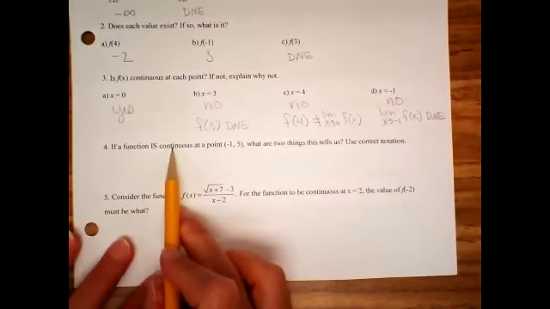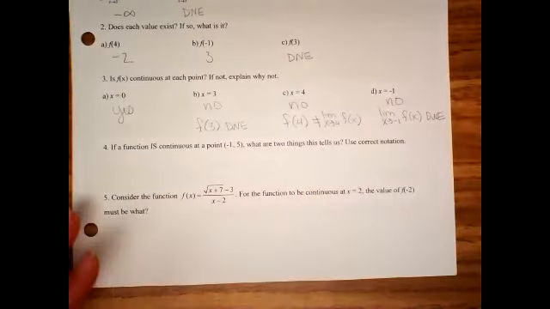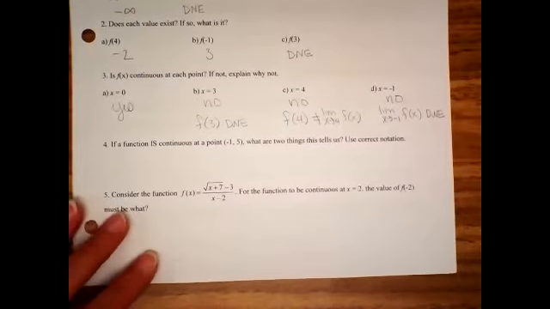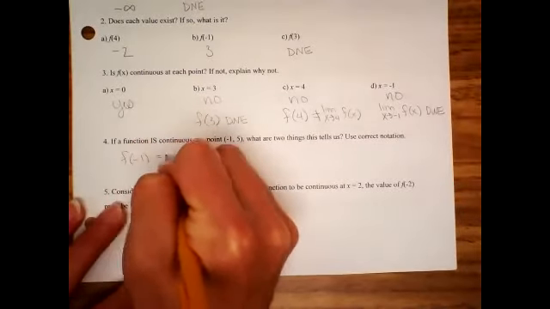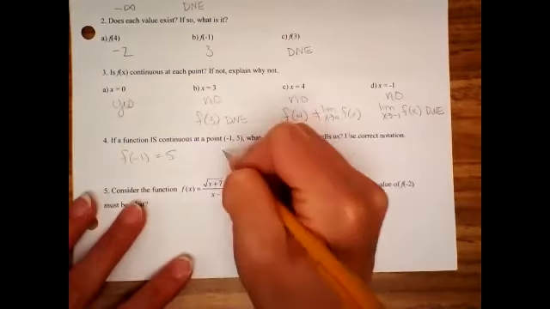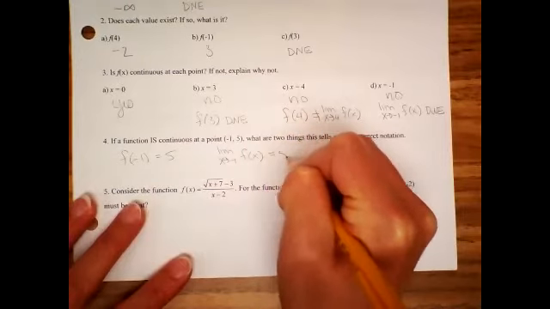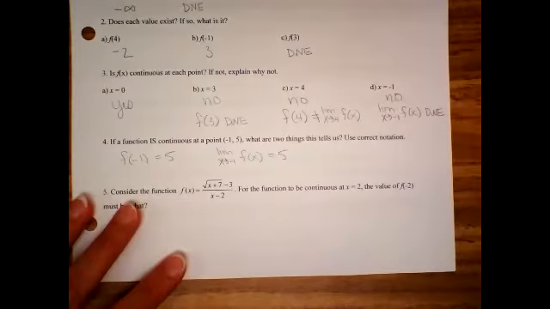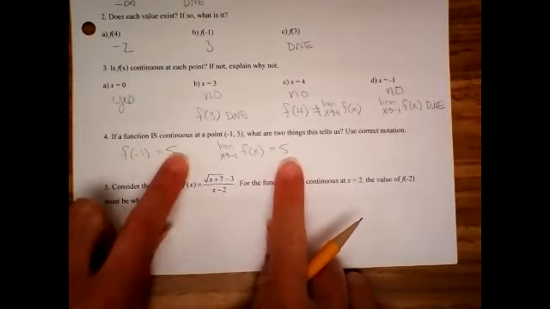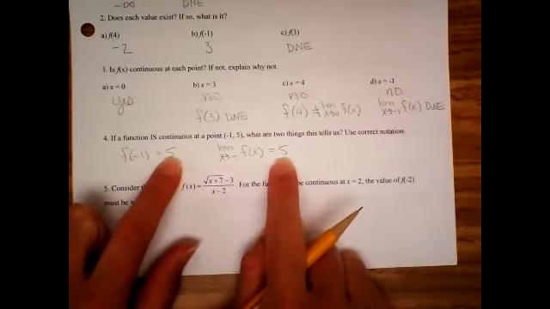Number 4, if a function is continuous at a point (-1, 5), what are 2 things this tells us? In order for continuity to happen, you have to have a point, you have to have a limit, and they have to equal each other. So we know we have this point, f of -1 equals 5. That's the first thing we know. And then we know that the limit as x approaches -1 of the function is going to equal 5. So those are the 2 things that we have there. There's a point and there's a limit, and they're both 5. So f of -1 is 5, and the limit as we go to -1 of the function is also 5.